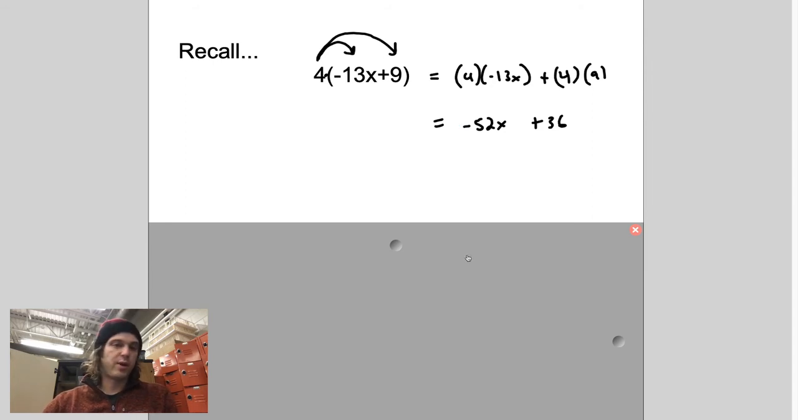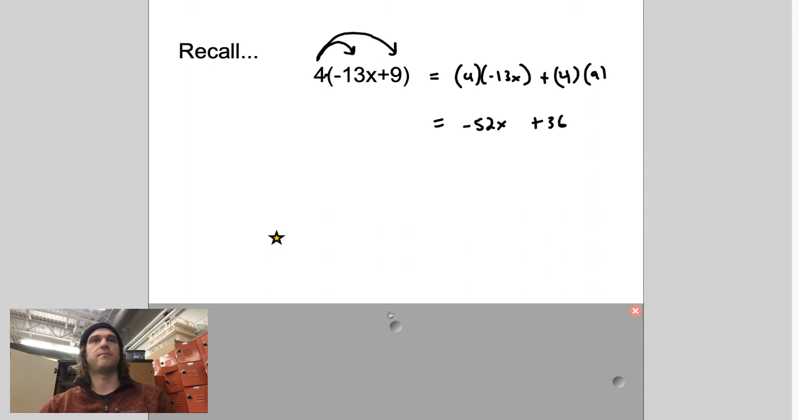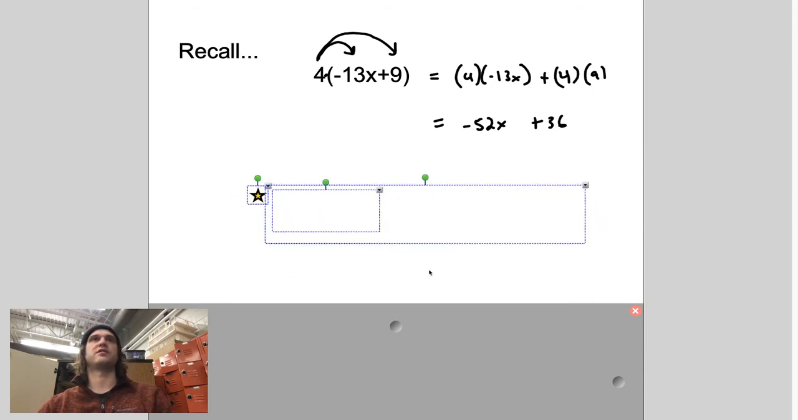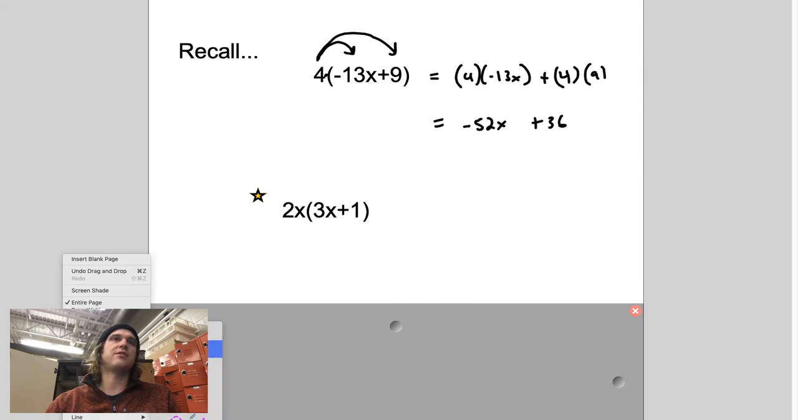You were multiplying polynomials all along. You just didn't know it. Okay. Let's take a look at this next example. Next example is 2x times 3x plus 1. So how is this any different? Well, it's not much different. It's 2 times x. I'll color that in purple. And then in red, we have times 3x plus 1.